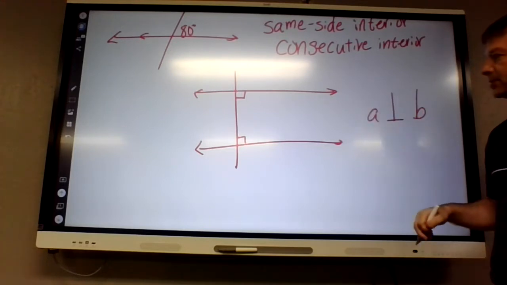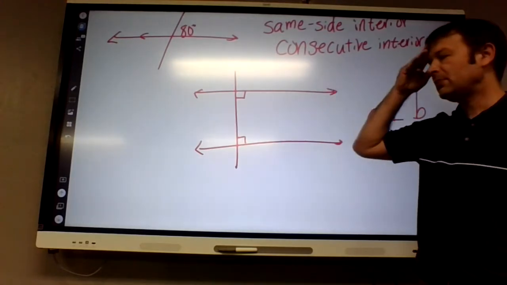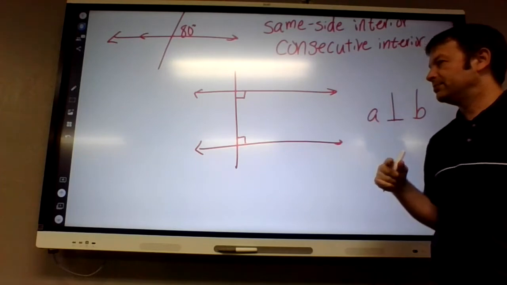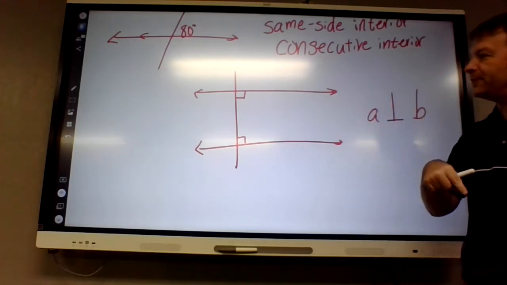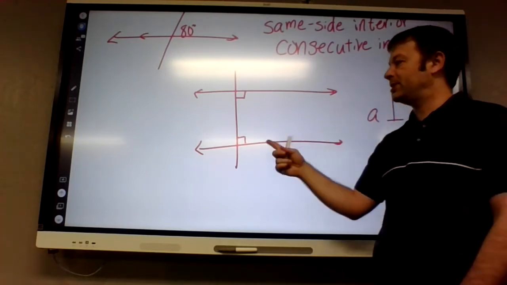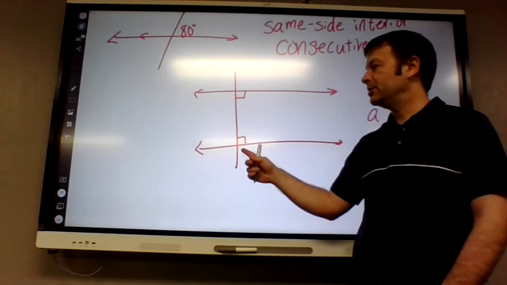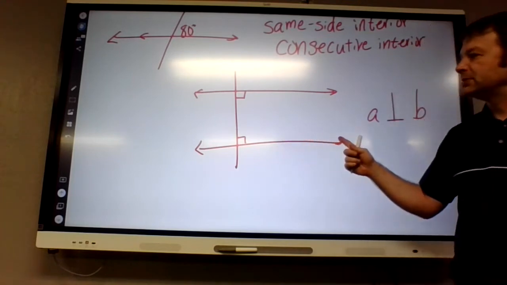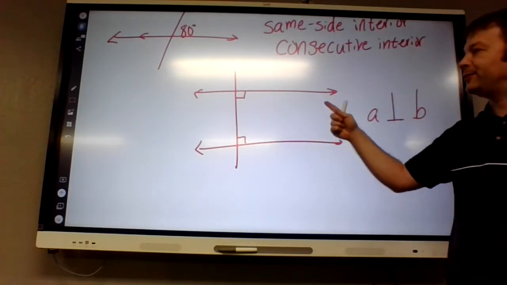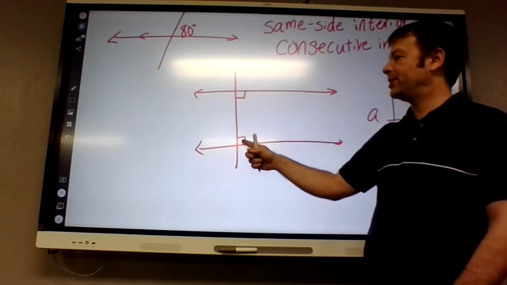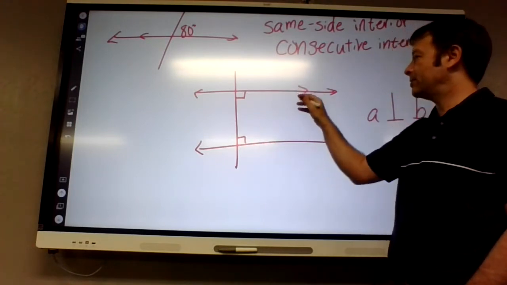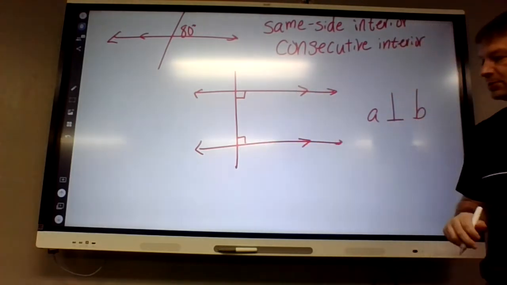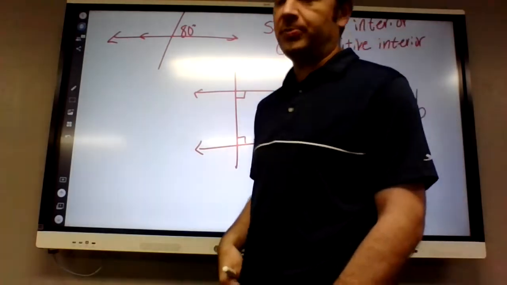Line A is perpendicular to line B. But you can also say it backwards. If two lines are perpendicular to the same line, then they are parallel to each other. You guys might not know that. If two lines are perpendicular to the same line, then they are parallel to each other. So that's another thing to put in our pocket.